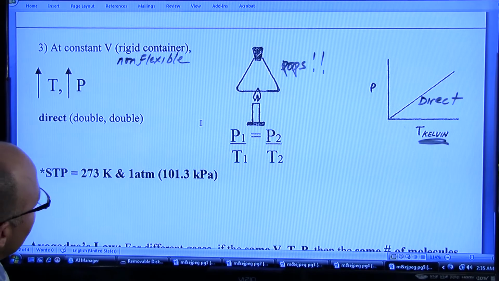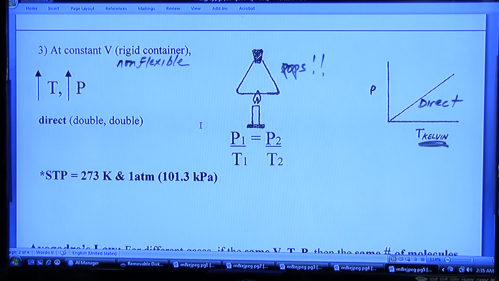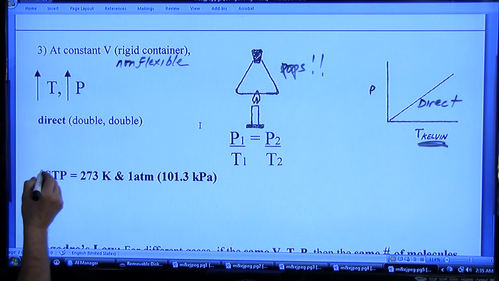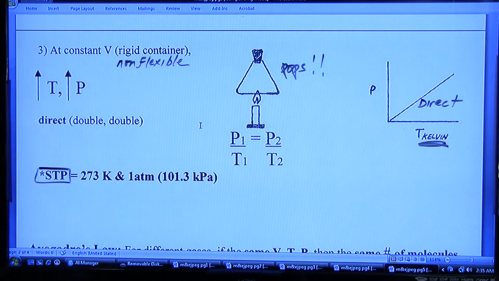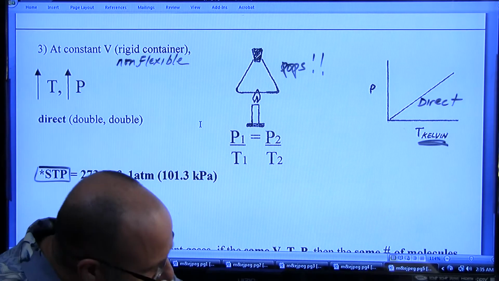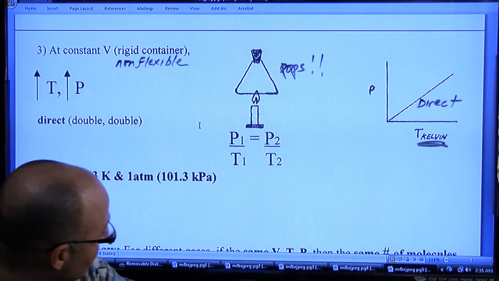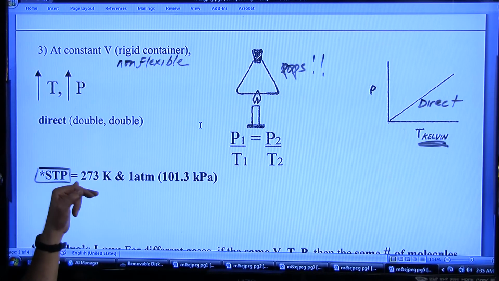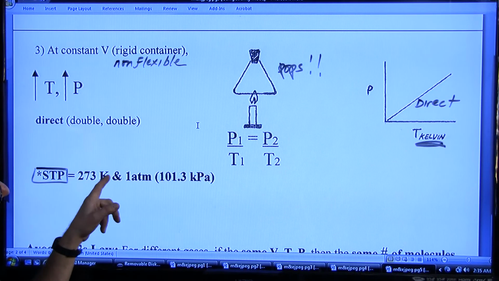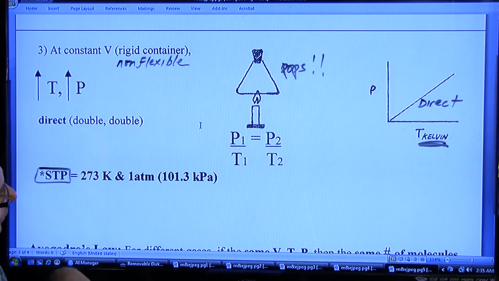If you come across a problem in which you feel they haven't given you enough data, it's probably because you've overlooked the mention of STP. STP stands for standard temperature and pressure. You'll find the values of STP in Table A of your reference tables. Standard temperature is 273 Kelvin, and 1 atmosphere pressure would be standard pressure, 101.3 kPa.